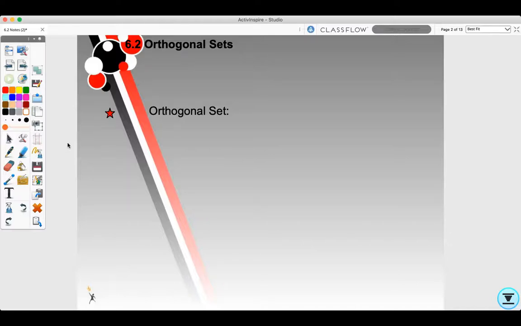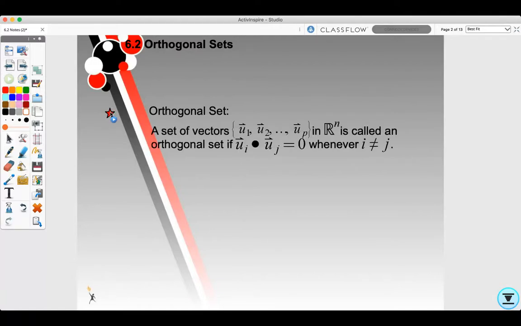Today we're going to be doing section 6.2, orthogonal sets. An orthogonal set is a set of vectors u1, u2, all the way up to up in Rn is called an orthogonal set if ui · uj equals 0, where i does not equal j.